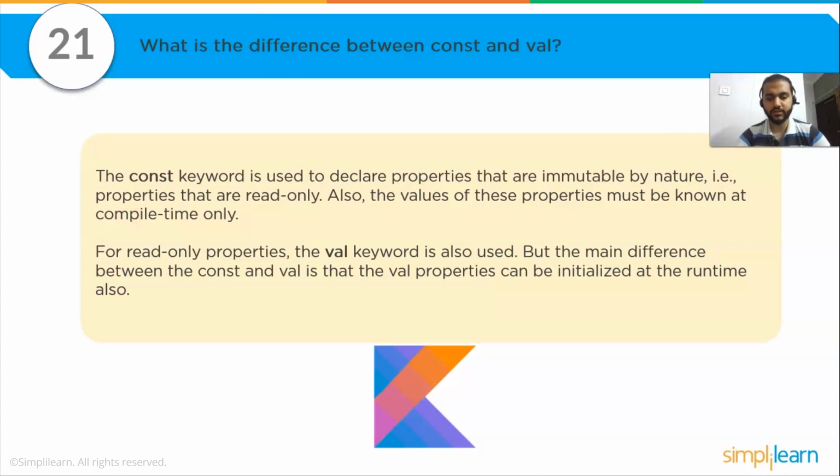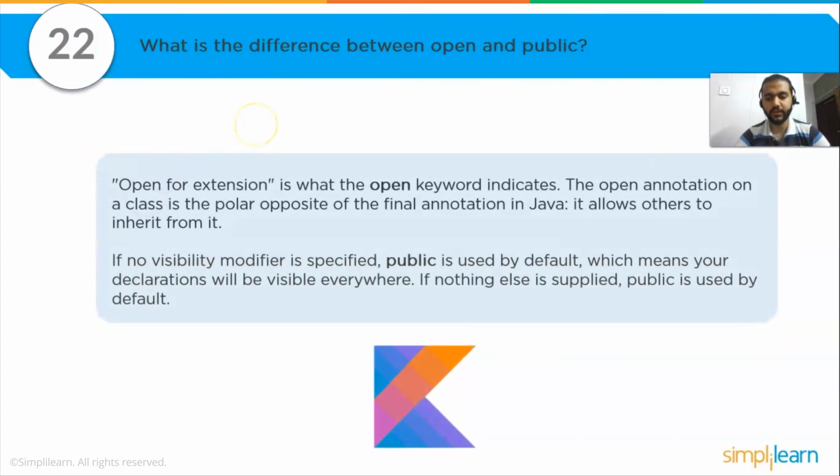Coming to the 22nd question, which is what is the difference between open and public? Open for extension is what the open keyword indicates. The open annotation on a class is the polar opposite of the final annotation in Java. It allows others to inherit from it. On the other hand, if no visibility modifier is specified, public is used by default, which means your declaration will be visible everywhere. If nothing else is supplied, public is used by default.